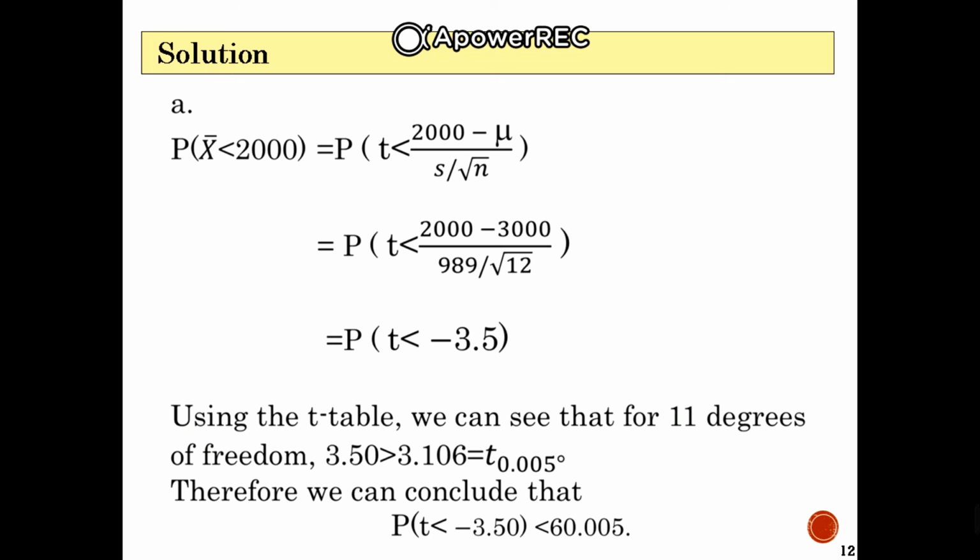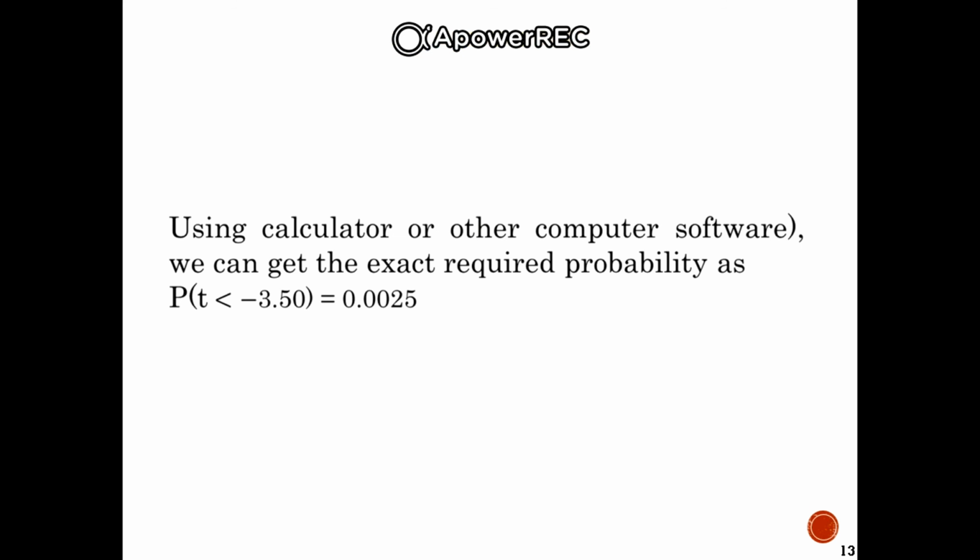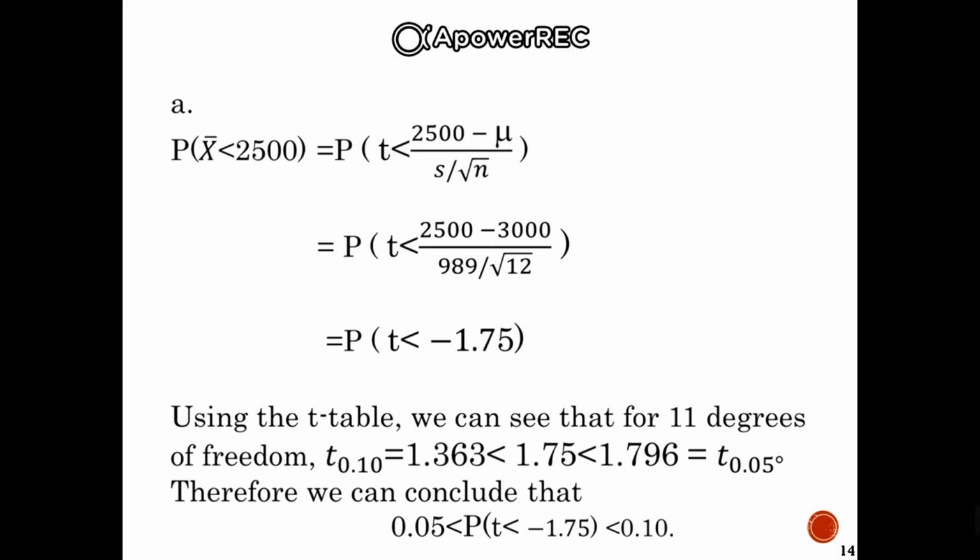Using the t table, we can see that for 11 degrees of freedom, 3.50 is greater than 3.106, which equals t sub 0.005. Therefore, we can conclude that the probability of T less than negative 3.50 is less than 0.005. Using a calculator or other computer software, we can get the exact required probability: P of T less than negative 3.50 equals 0.0025.